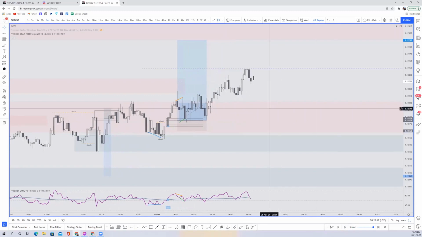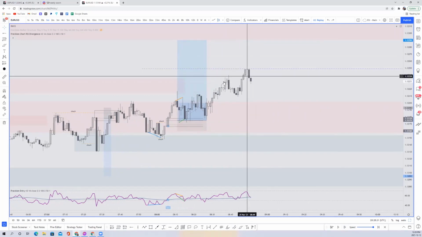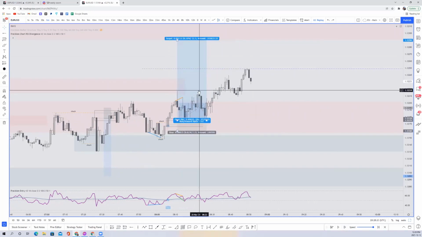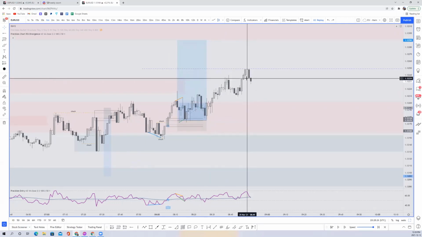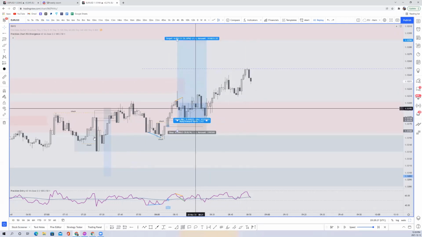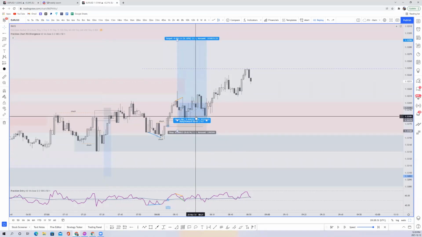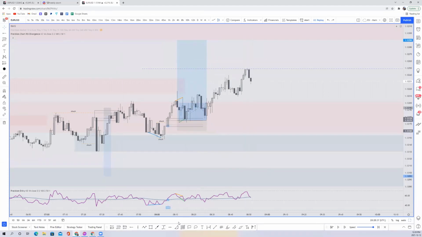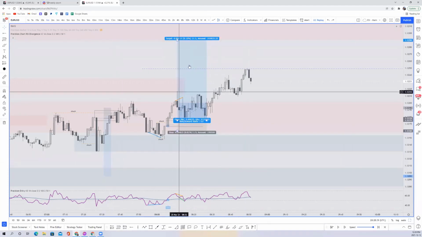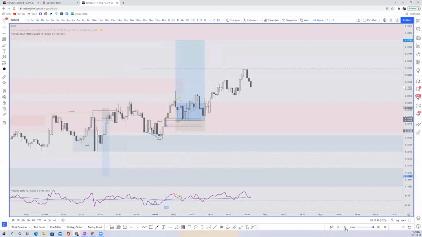So that's our 5R there. I would say I'd partial out 50%. So you're 2.5R on the day. However, you're covering a loss and you're covering 2 commissions. So you're just above at break even for the day. But that's totally fine. You still have 50% left on.